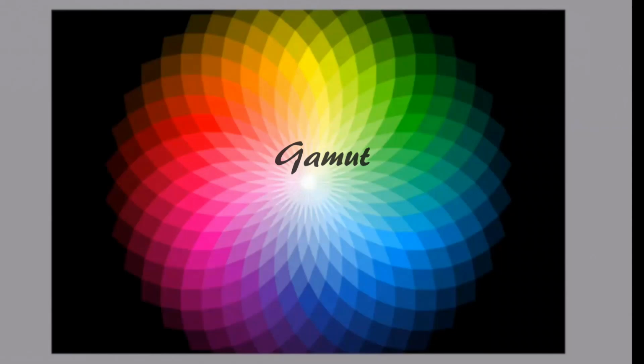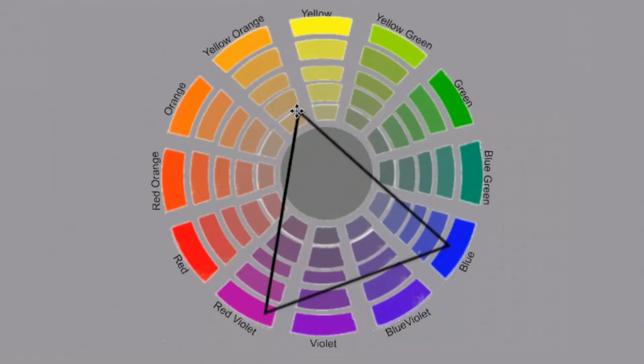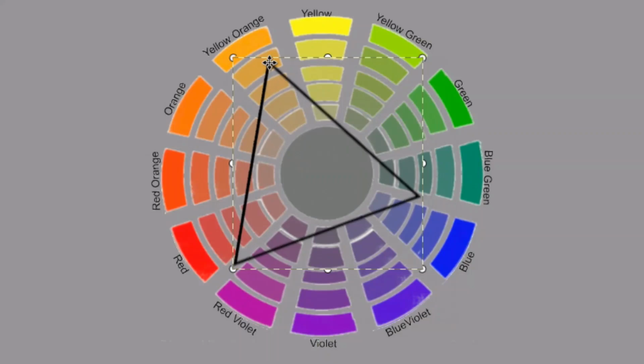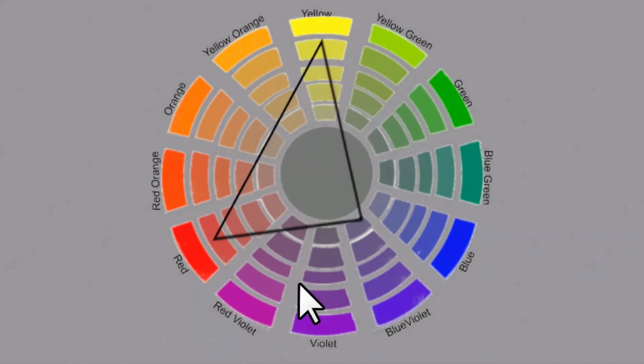There's one more option, and that is the gamut. The way the gamut is different is it needs to be created from the intensity wheel, a wheel that shows all the variations of intensity of every single hue. And so what the gamut does then, it selects colors from each hue, colors from the various intensity choices. It can be of any shape. We'll just use this shape as our example.